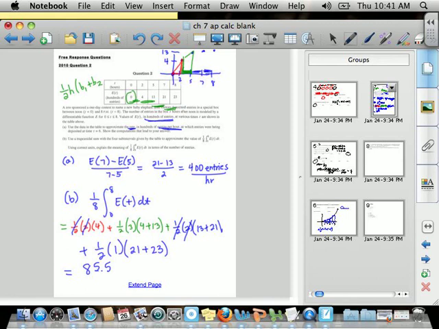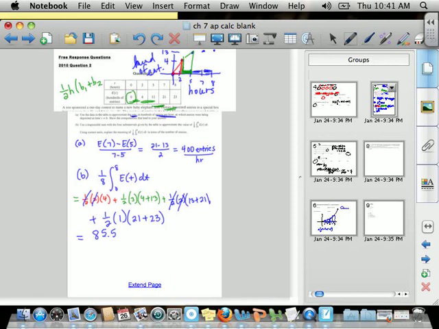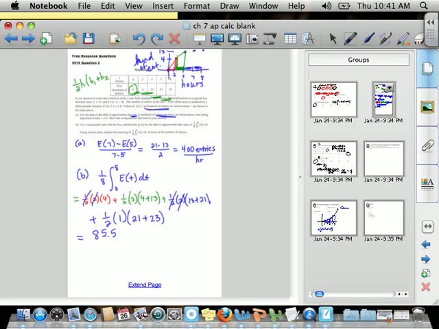Okay, so using correct units. What are my units here? It's weird because E of t is hundreds of entries, and this bottom thing is hours, right? So your units are hundreds of entries times hours, which is weird. Oh, but then you do the 1/8, don't you? I forgot my 1/8 out front.